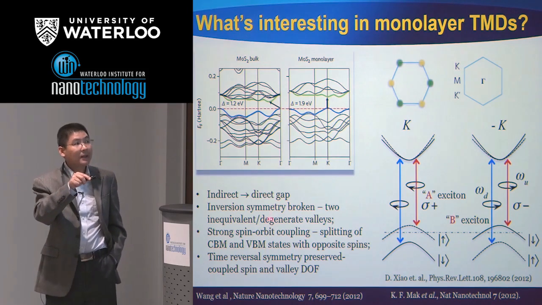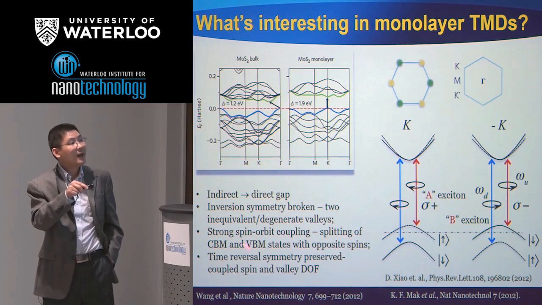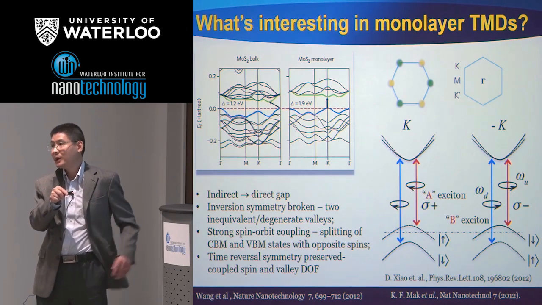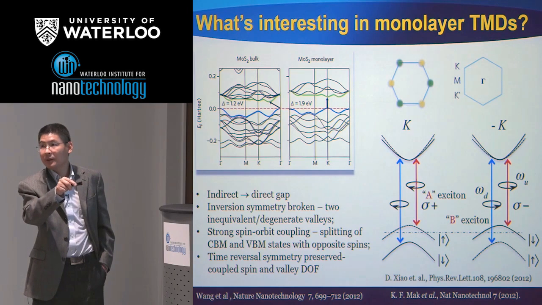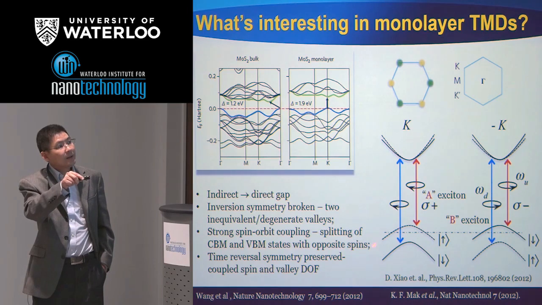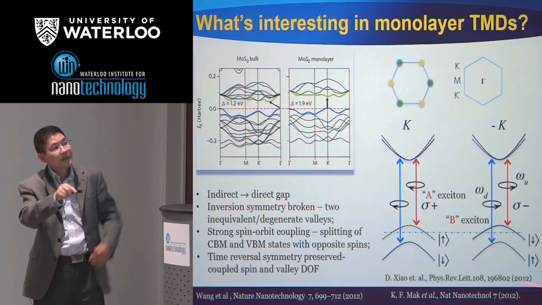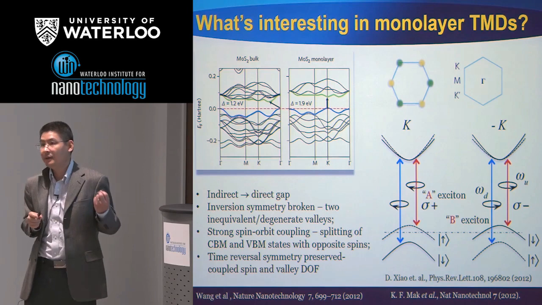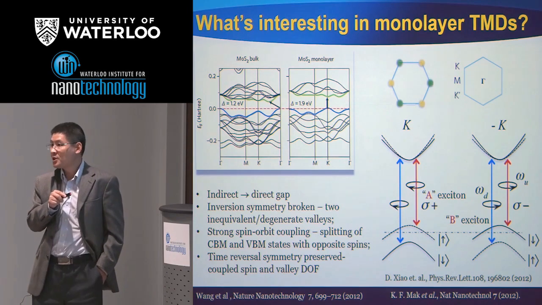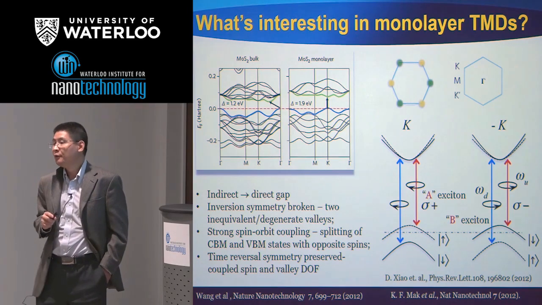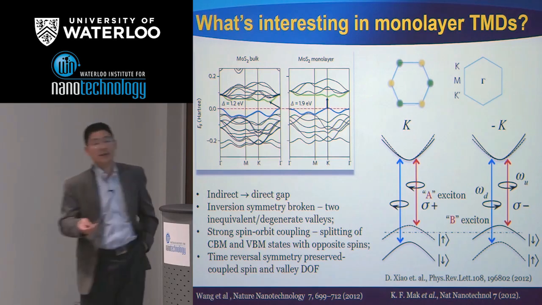And because the spin-orbit coupling actually preserves time reversal symmetry, you will have coupled spin and valley degrees of freedom. What I mean by that is that if you look at the energy levels with the same energy in different valleys, if you have the energy level in the K valley to be spin up, then in the other valley, K prime or negative K valley, the spin is down. So your spin index and the valley index are actually locked together. And this is what made this material particularly interesting. People proposed using the valley degree of freedom for quantum computing or classical information processing.